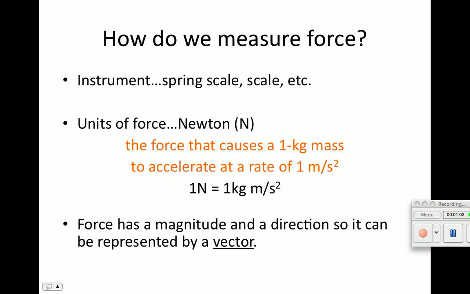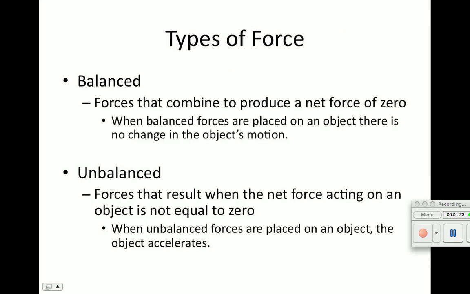And then force is something that has a magnitude and it has a direction, just like velocity did. So we can represent forces by vectors, just like we did for velocity. So there's various types of force, and the 2 main types of forces that we have are balanced and unbalanced forces. A balanced force is forces that combine to produce a net force of 0.